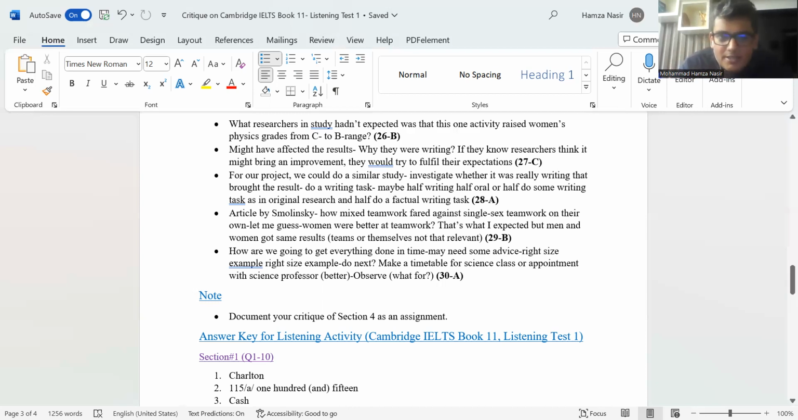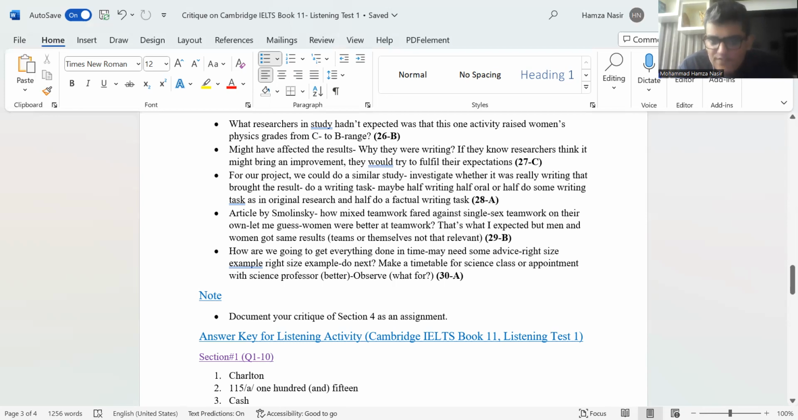Next up, article by Smolinski, which is obviously our keyword. Okay, so 29 was about the main finding of Smolinski research was in class teamwork activities. Okay, so what effect did they have?